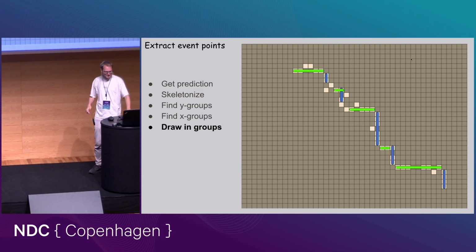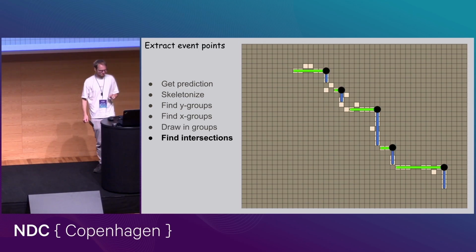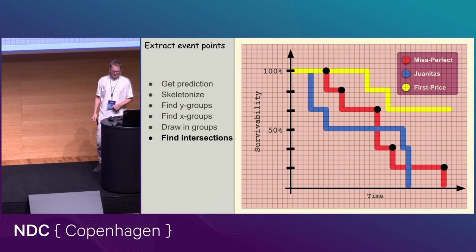So if you now blend in both of these horizontal and vertical groups and extend those groups, where they intersect, that's our event points. Except it's just the event points on a pixel level. It's not the event points in the context of the graph itself.